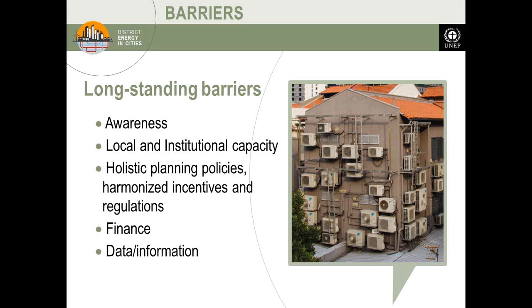Of course, you also have barriers in terms of local institutional capacity, which stems from the integrated approach offered by district energy, which is the opportunity it presents, but also the challenge because it requires significant coordination and local capacity for planning and implementing these projects across multiple city systems and levels of governance. And of course, holistic planning policies and harmonized incentives and regulations, which is a large part of our discussion today.